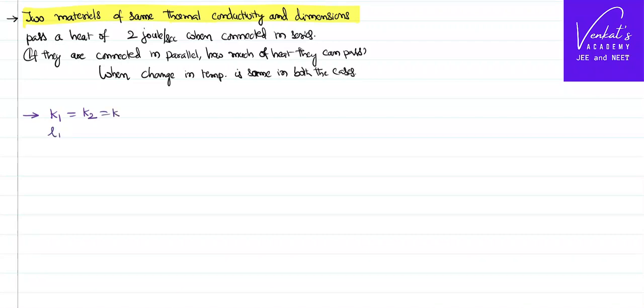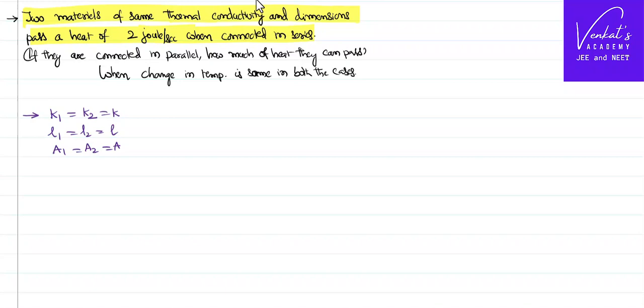Having same dimensions means their lengths are same. Their areas are also same. Areas of cross sections are also same. They pass a heat of 2 joules per second when connected in series. Let's understand the meaning of this part of the problem.